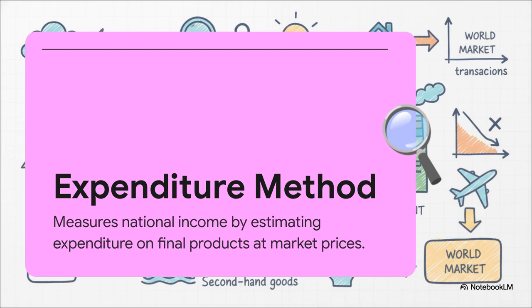But we can't just indiscriminately add up every single transaction that takes place. Imagine a government making tax policies based on a wildly inflated GDP. That would be an absolute economic disaster. To prevent that, we have to follow strict rules.